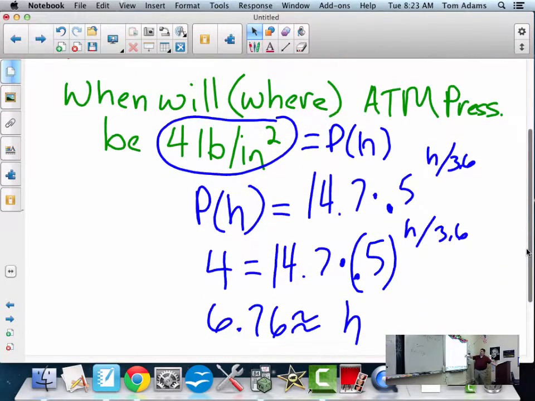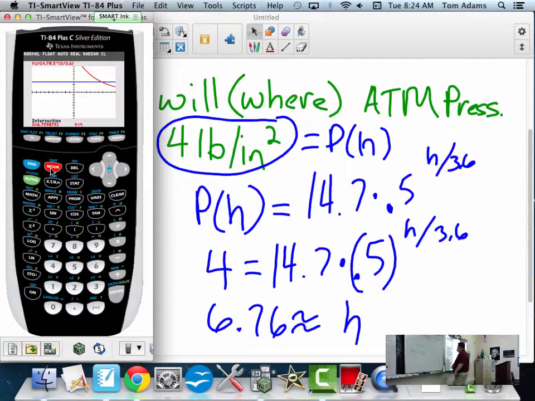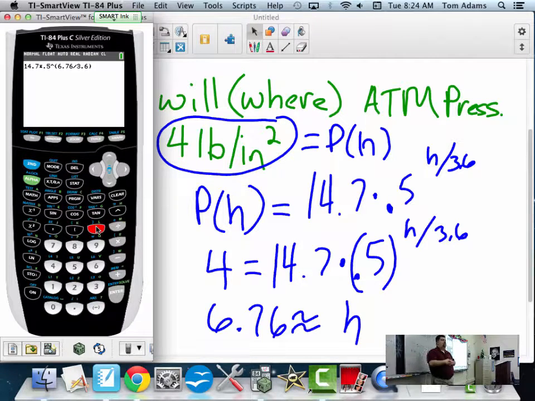See, I've got this equation here, and I said that h solves this equation. How can I verify that on my calculator? Well, one way is to plug in my value for h and see if it works. So I could say 14.7 times 0.5 raised to the 6.76. Oh, I've got to put that in parentheses. 6.76, whoops, not quite done yet, divided by 3.6. Now when I hit enter, what should the calculator give me for an answer? It should be 4, right?